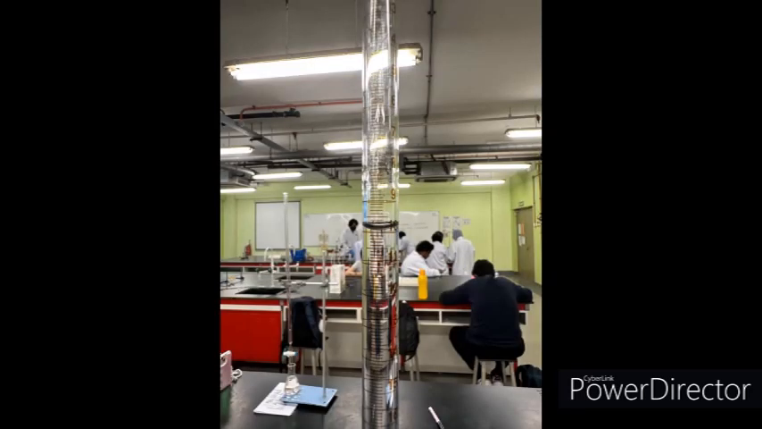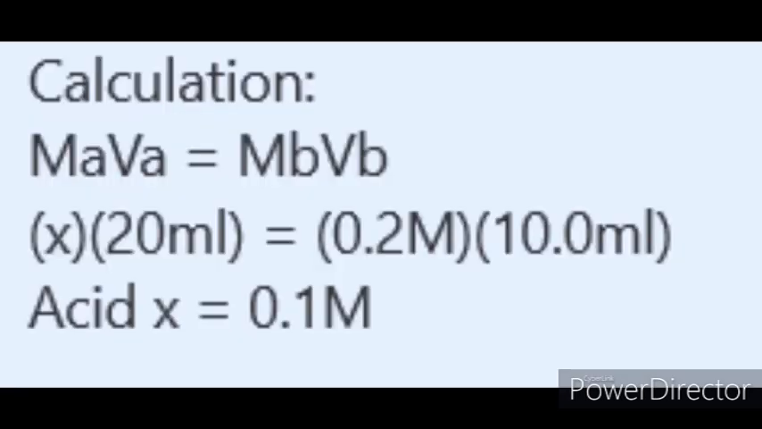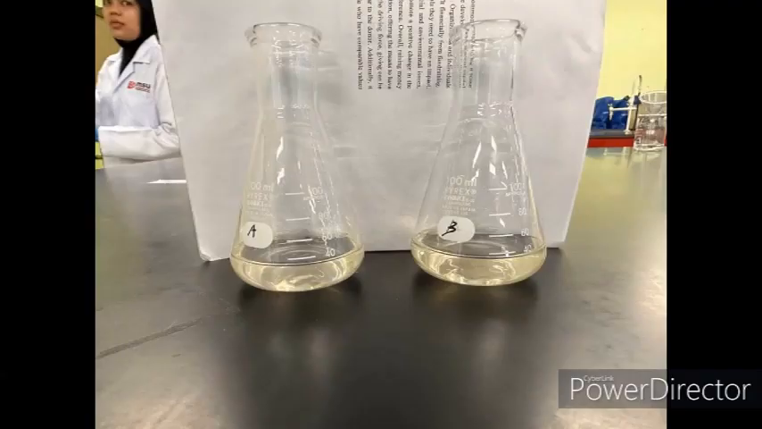Lastly, as a result, we show that the reading on burette shows that it's at 10 ml. By applying the same formula MAVA equal to MBVB, the molarity on the conical flask B was shown as 0.1 molarity. And this is the result picture that can clearly see both conical flasks will undergo color change from light pink to colorless after the titration process.